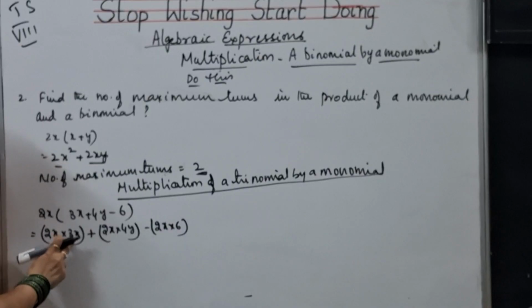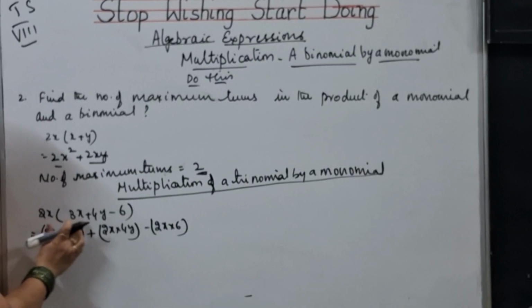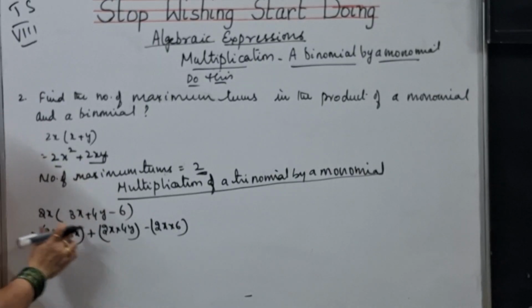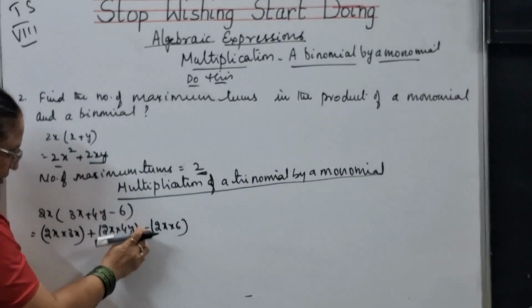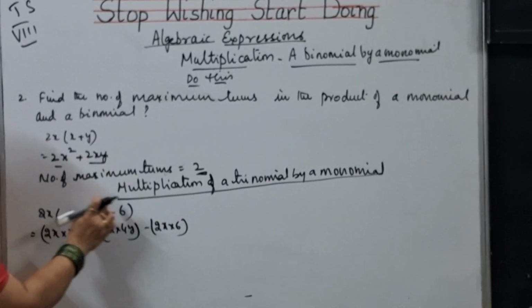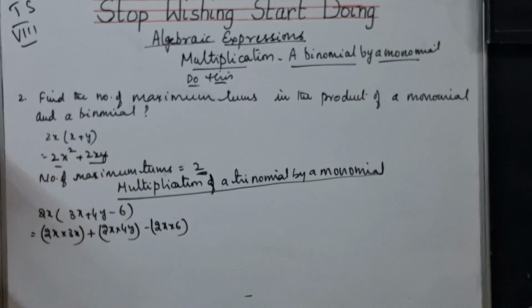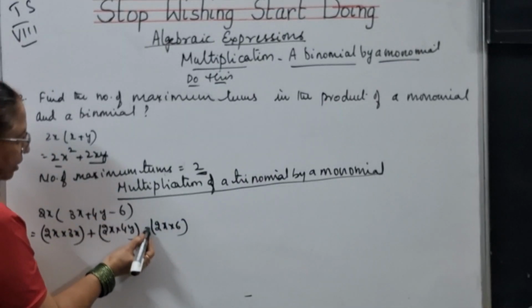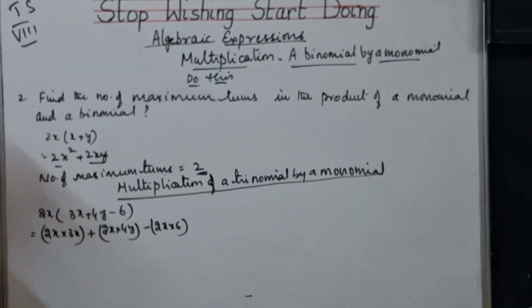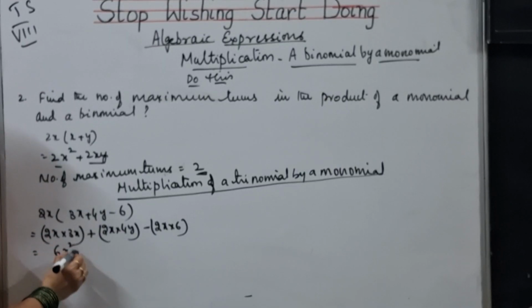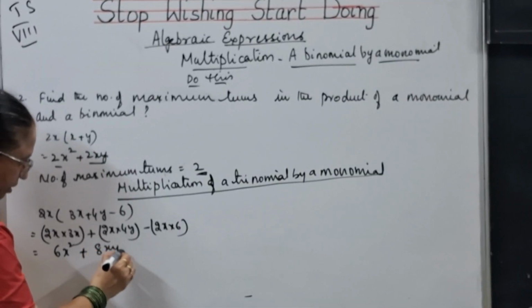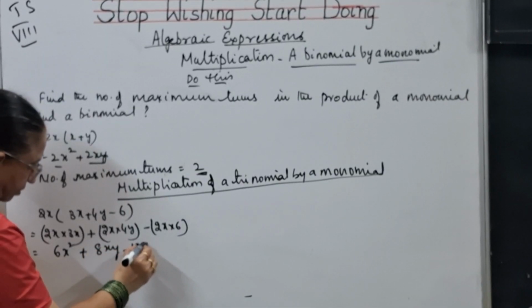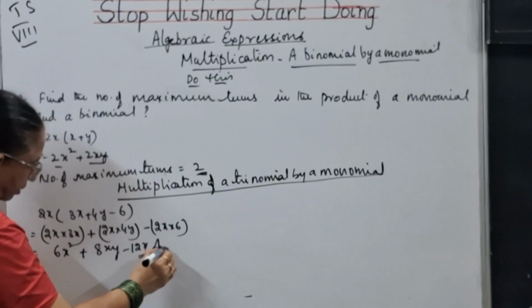2x into 3x as one term, plus is there, so write plus, 2x into 4y another term, minus is there, so write minus, 2x into 6 is another term. This minus we have written here, so this 6 will not have any negative sign. So here 2 3s are 6x square plus 2 4s are 8xy minus 12x. This is the answer, children.